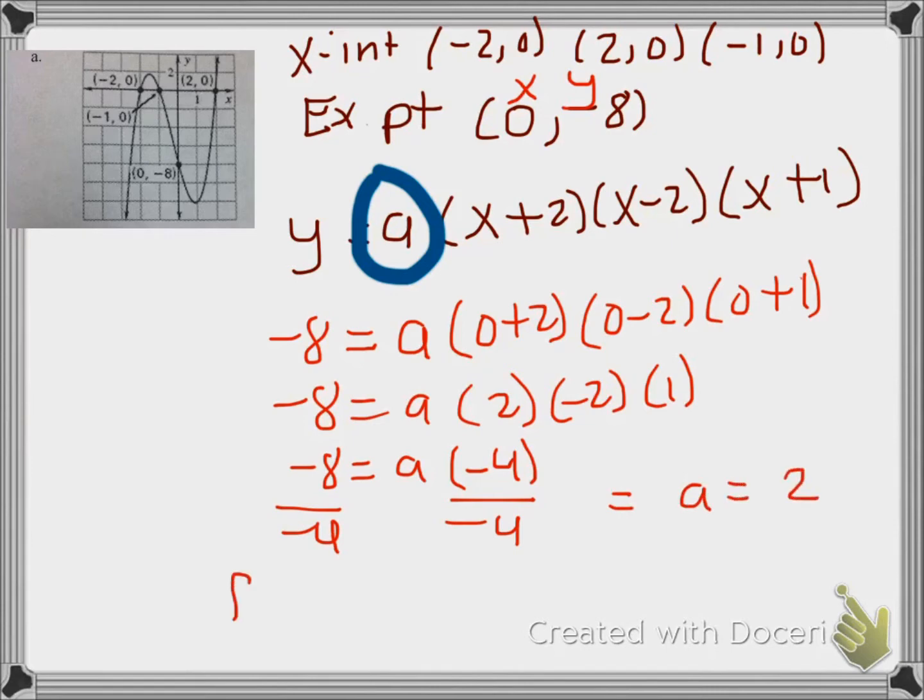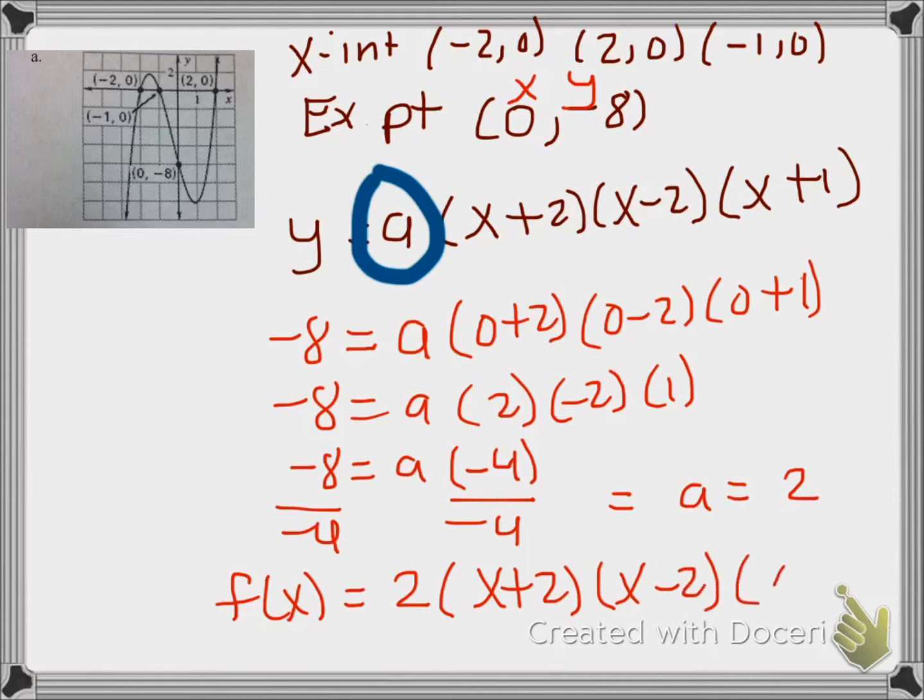That right there, all I need to do is substitute 2 for the a up in the top, rewrite the whole thing, and that's my answer. So f of x or y, whichever you prefer to put, equals 2 parentheses x plus 2, and then the x minus 2, and then the x plus 1. That right there, if you take the time to actually plug it into the calculator, that would give you that graph that we had on top.